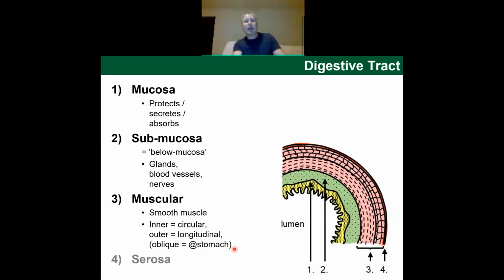And then the very last layer that we find in the general model of the digestive tract is shown here, and it's quite thin, the number 4.